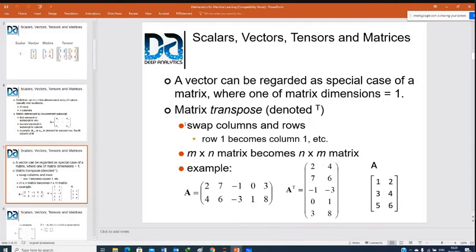And then moving on, a vector can be regarded as a special case of a matrix where one of the matrix dimensions is 1, so either M or N is equal to 1. And then a matrix transpose is denoted by T, and it swaps columns and rows. Row 1 becomes column 1 and so on. So an M by N matrix becomes an N by M matrix.